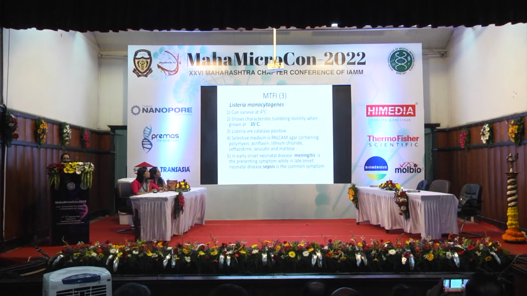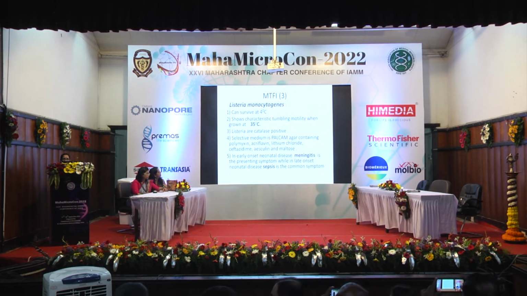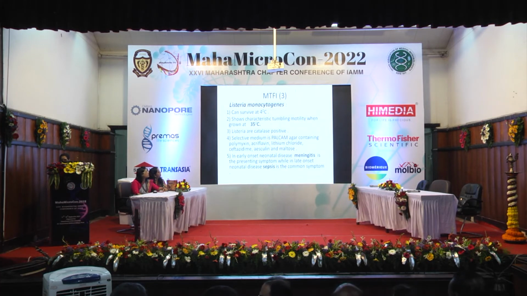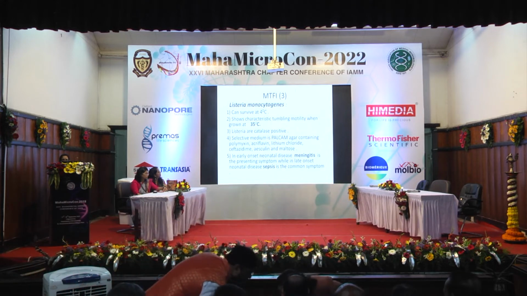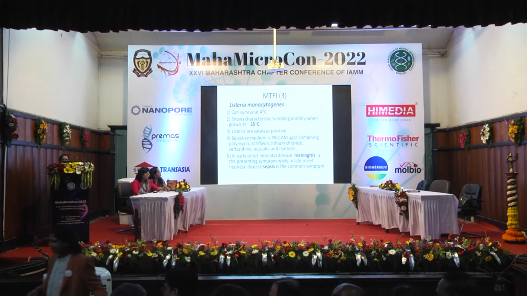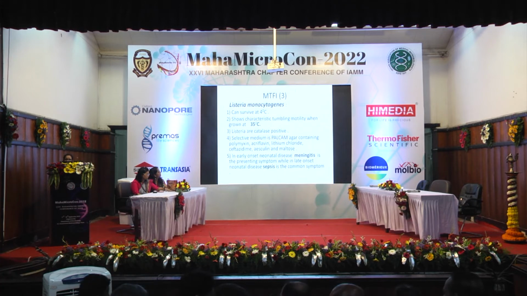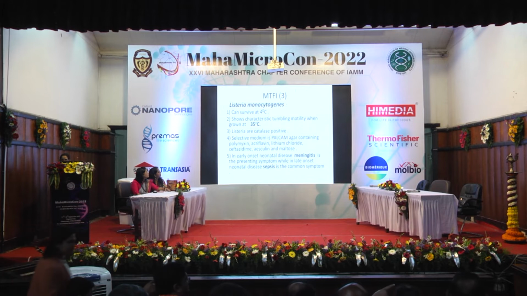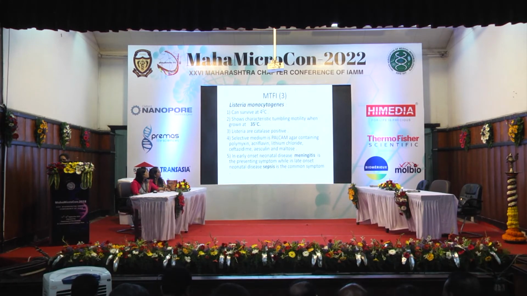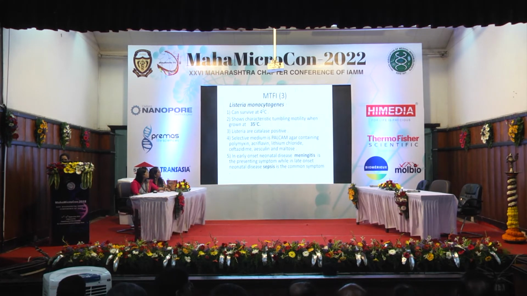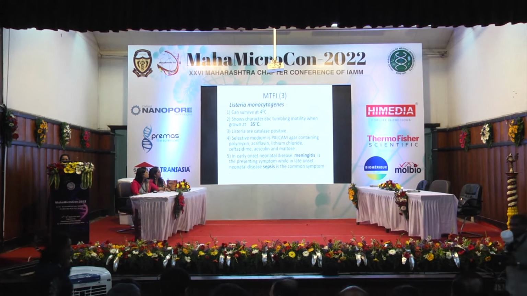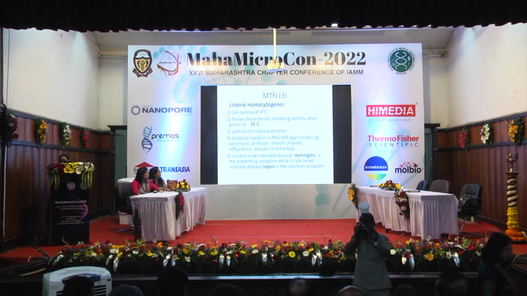Coming to question 3, related to Listeria monocytogenes. First, it can survive at 4 degrees centigrade. Second, it shows a characteristic tumbling motility when grown at 35 degrees centigrade. Third, Listeria are catalase positive. Fourth, the selective medium for Listeria is the Palcum agar containing polymyxine, acriflavine, lithium chloride, ceftazidime, isculin and maltose. Fifth, in early onset neonatal disease, meningitis is the presenting symptom, while in late onset neonatal disease, sepsis is the common symptom.